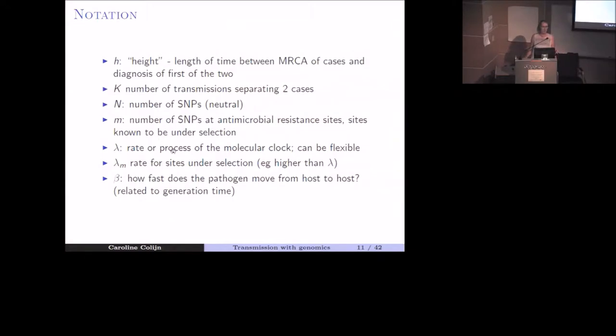Lambda is our molecular clock assumption, our model, not just a constant rate, it could be something more general. And then we have another lambda where we might have a faster assumption for sites under selection. And then beta is our epidemiology understanding of how often the pathogen is going to move from host to host along its lineages in the tree.